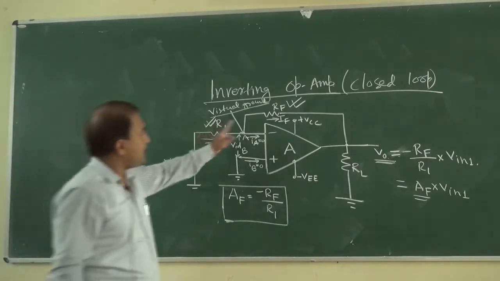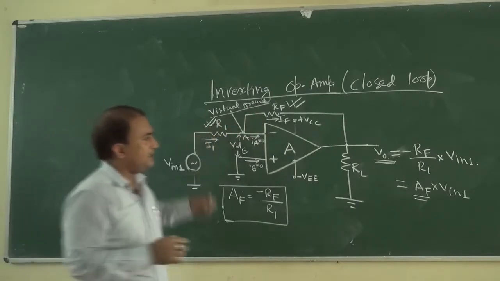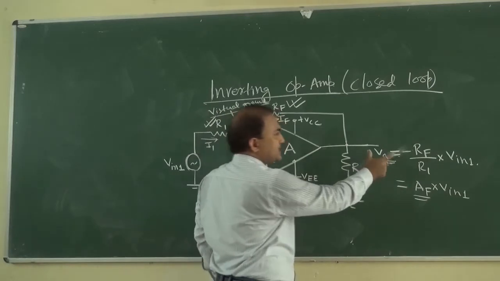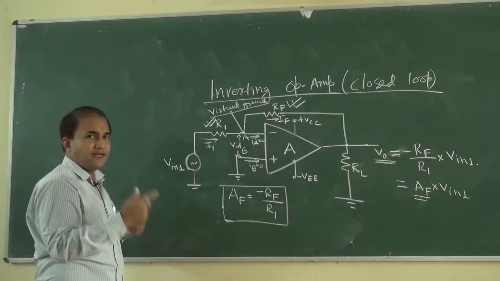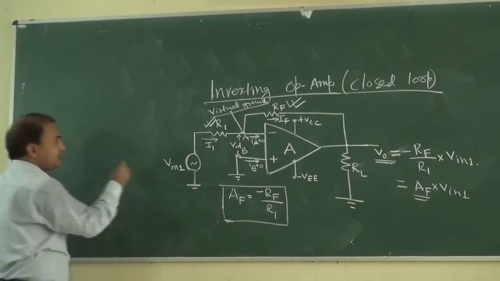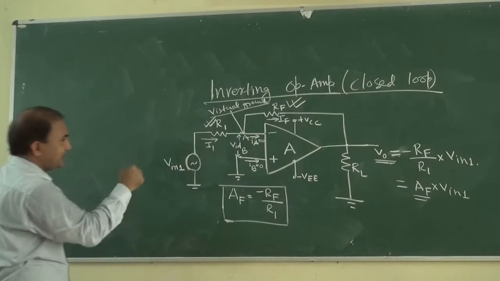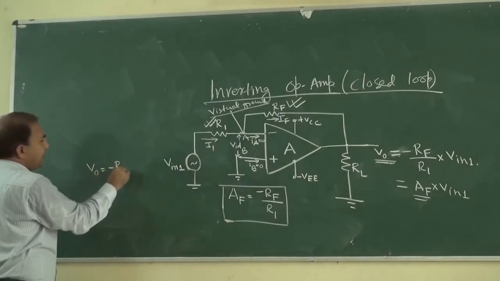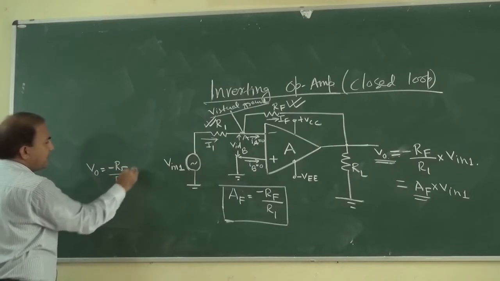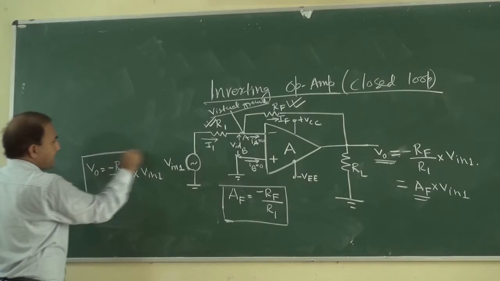And if RF is equal to R1, then in that case Vout is equal to minus Vin1. So it is a phase changer circuit or sign changer circuit. Now we can see that here Vout is equal to minus RF by R1 into Vin1.